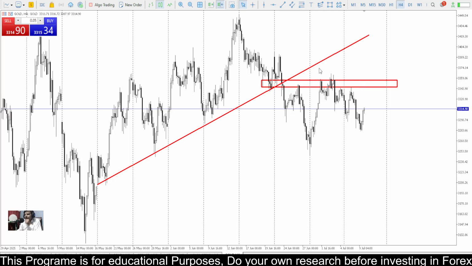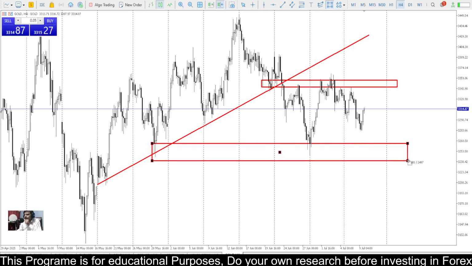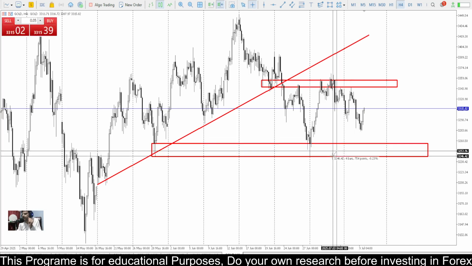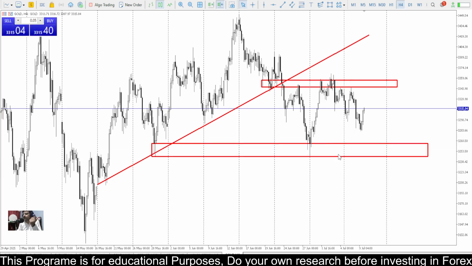So the support comes in right here. What is this level? This is approximately the 3260 level. Okay, so just understand what I'm saying. This is 3260. You know, this was our buying zone recently.